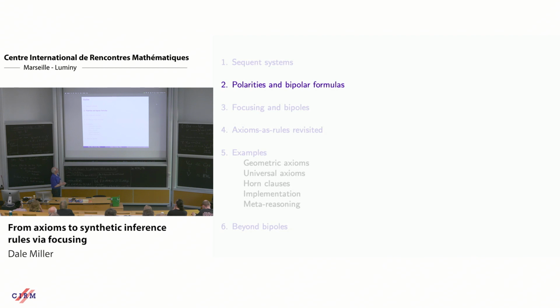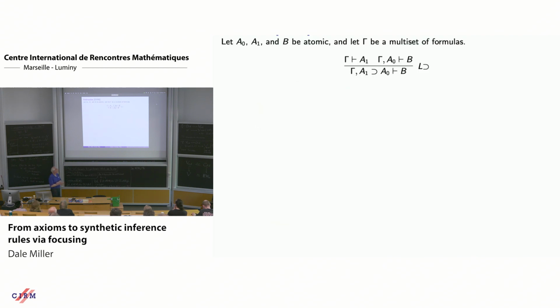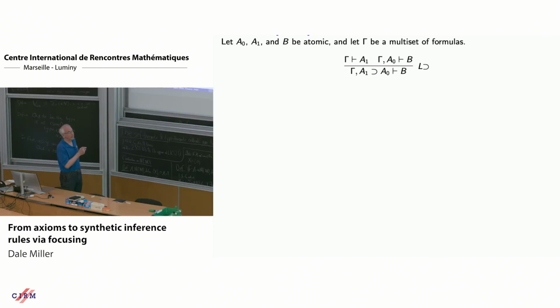Now, polarities and polarized formulas. So what do I mean by that? In the sequent calculus, let's just say I have A, B, A0, A1, and B. They're just atomic formulas, say first order logic, if you will. And I have this sequent. Now I have one formula on the right, B.